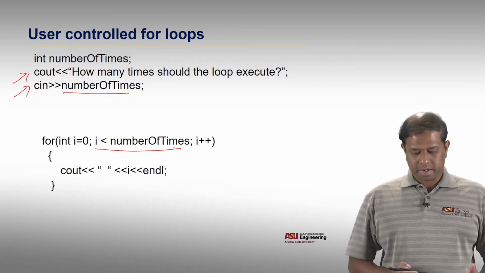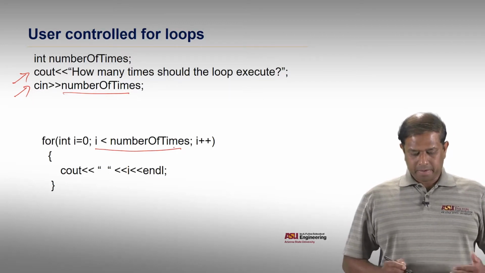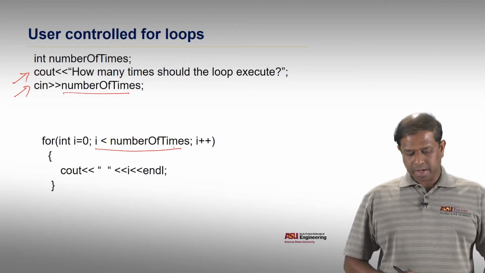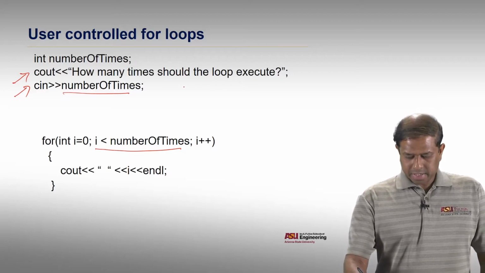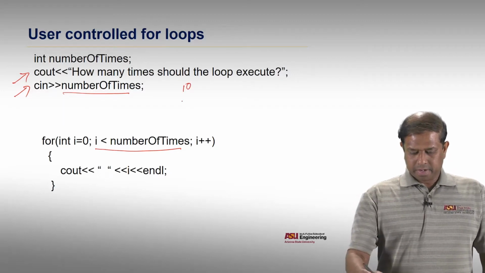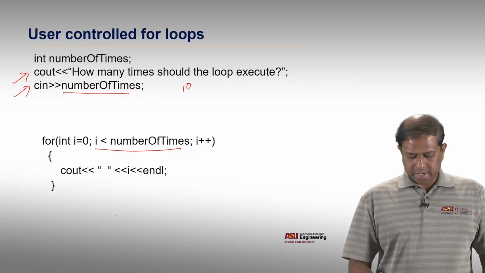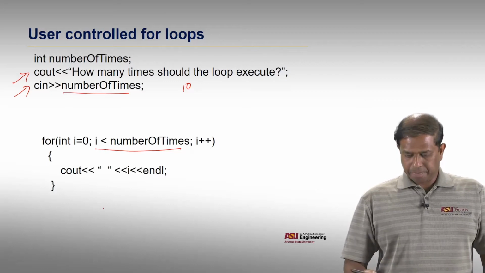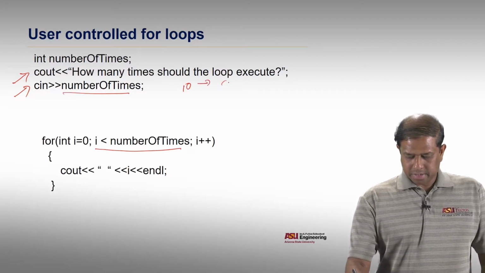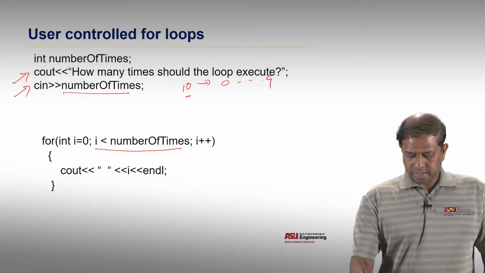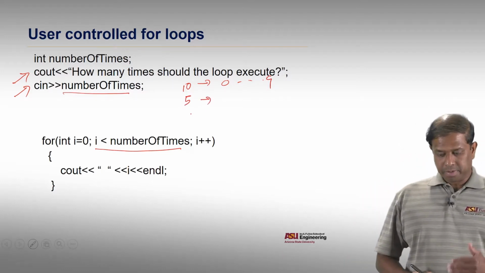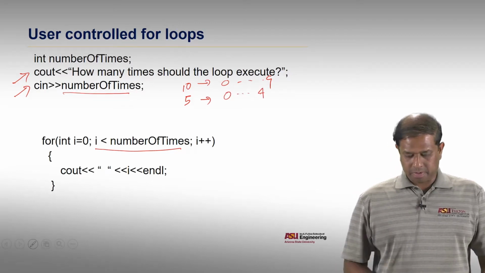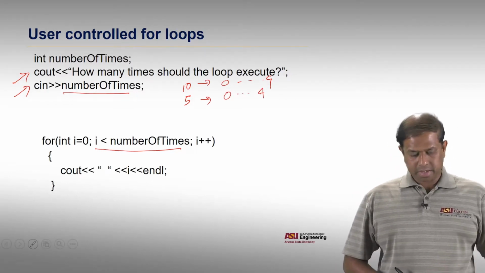Then we can put that variable in the loop condition check for the for loop, right? The same thing can in fact be done for the while loop as well. In here, the number of times that we want to repeat will be given by the user. If the user enters, let's say, 10, then this loop will be executed 10 times, displaying numbers 0 through 9. If you say 5, then this loop will be repeated 5 times, so the numbers will be 0 through 4.